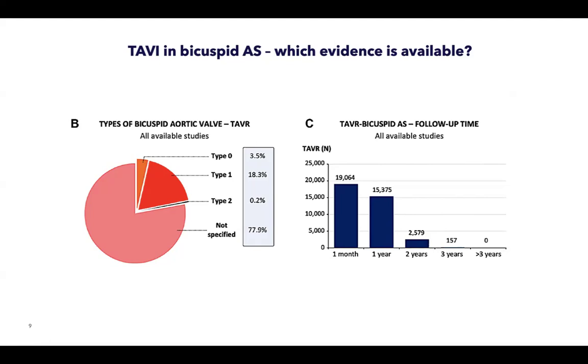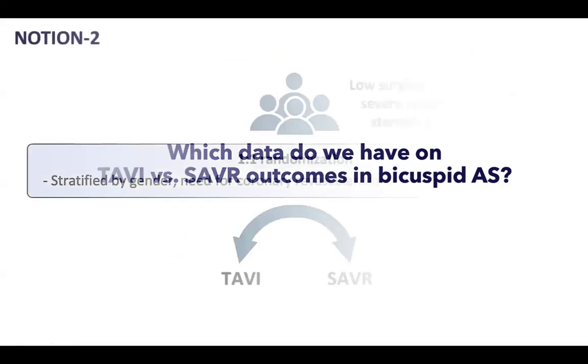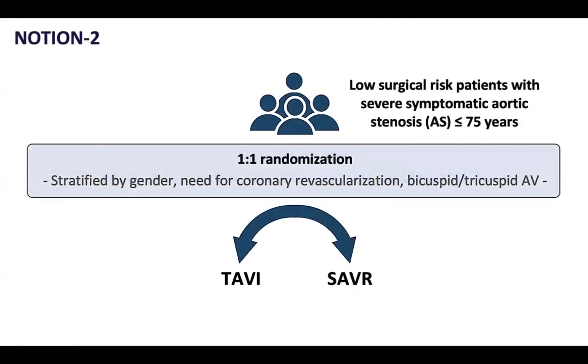So I think we're treating a lot of bicuspid patients already with TAVI, but the evidence or the data available is currently very poor. So what data do we have on TAVI versus surgery in bicuspid? Well, as I told you, it's almost only from the NOTION 2. What was the NOTION 2?